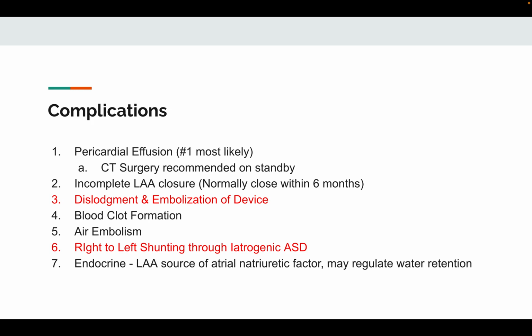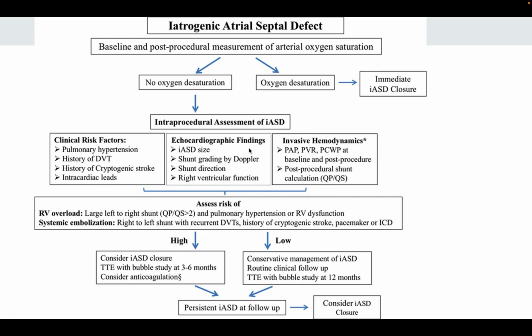The other complications that, just for completeness' sake, we go over: you can have incomplete closure, blood clot formation, air embolism, and also the left atrial appendage can function as an endocrine component. So you can have peptides that are released that may influence the stretching of the left atrium and may regulate some water retention, especially as these patients often have some component of systolic, diastolic, or combined heart failure. I found this interesting.